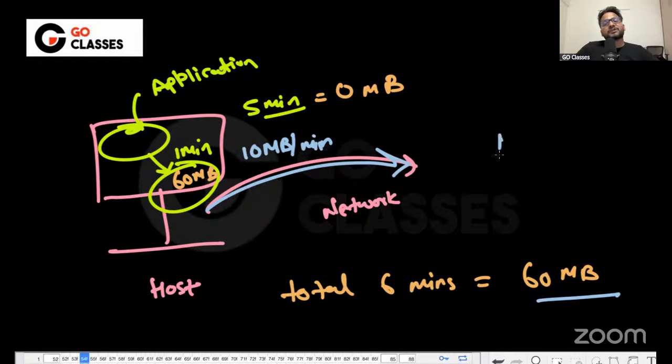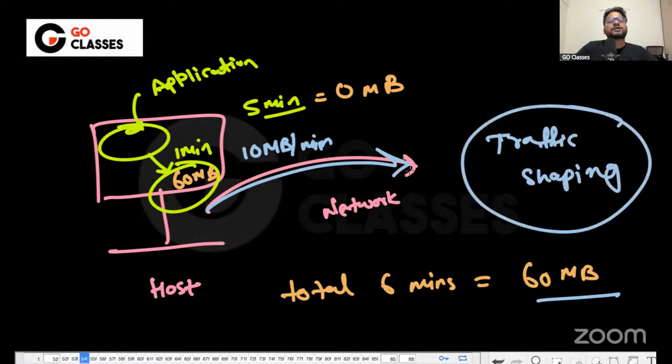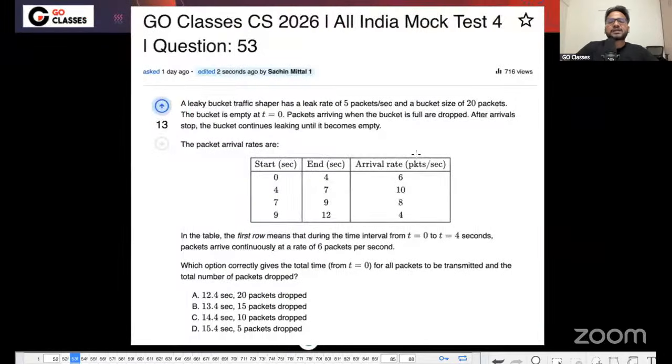This is called traffic shaping. So you are shaping the traffic. Traffic shaping protocols are leaky bucket and token bucket. This question is related to leaky bucket. It is just an aptitude kind of question, and I will let you know how to solve it. It was a good question. Let's see how to solve this question.